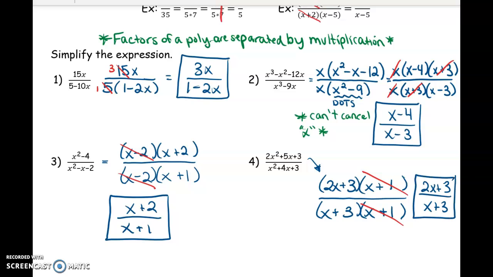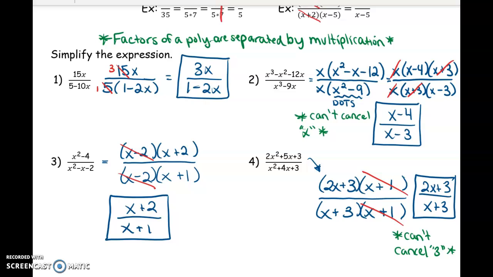Again, you'll notice, I'll make a little note here, I can't cancel these 3's. Because they are not separated from the other term in their numerator or the denominator by multiplication. 2x plus 3, it's x plus 3. That was multiplication in between the 2x and the 3 and the x and 3. I could cancel that. But since it's addition, I cannot cancel.